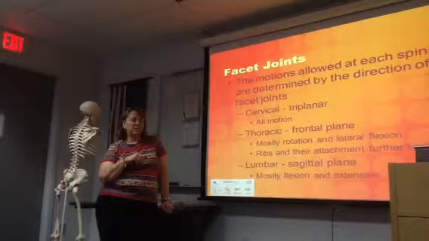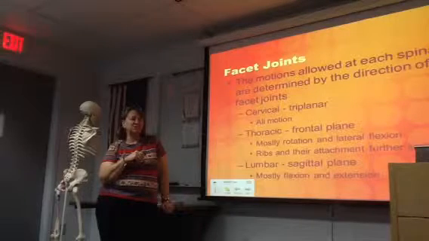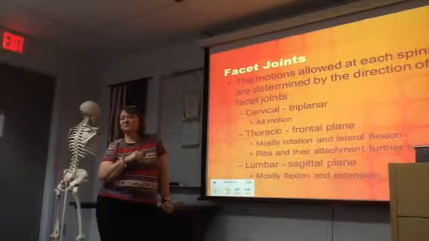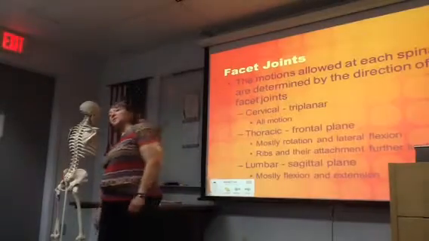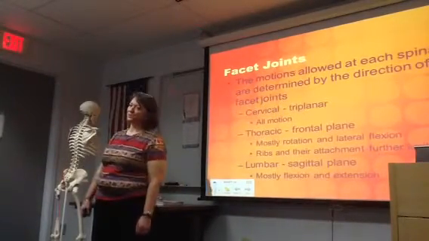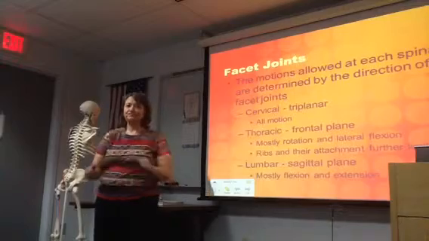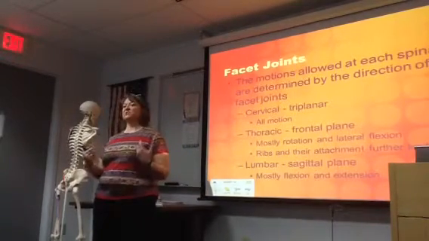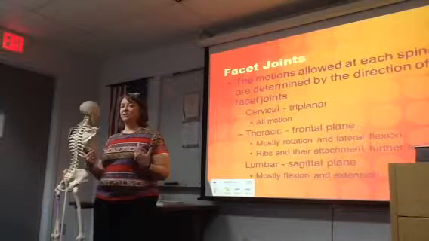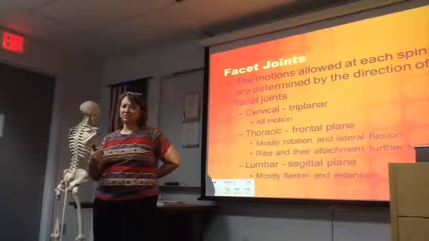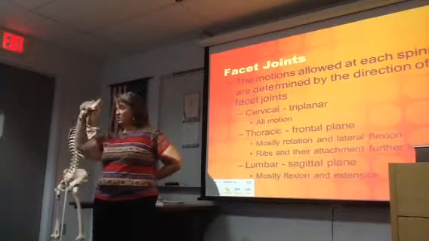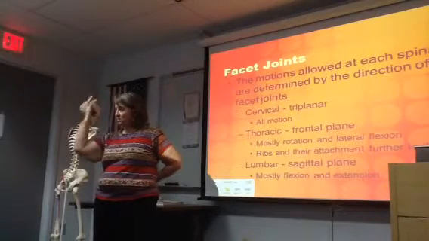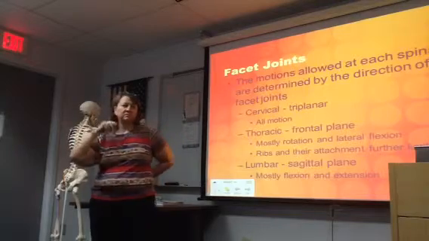And then the lumbar facet joints are found in the sagittal plane. Mostly what we do in the lumbar is flexion and extension. Yes, we can get some lateral flexion, and yes, we can get some rotation. The majority of what needs to happen is flexion and extension. A lot of the rotation that appears in the low spine is really a conglomerate movement of the whole spine. Same with lateral flexion.